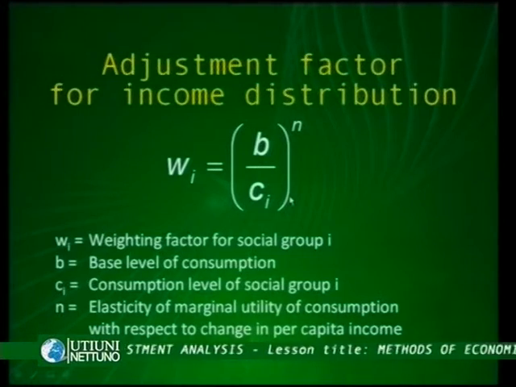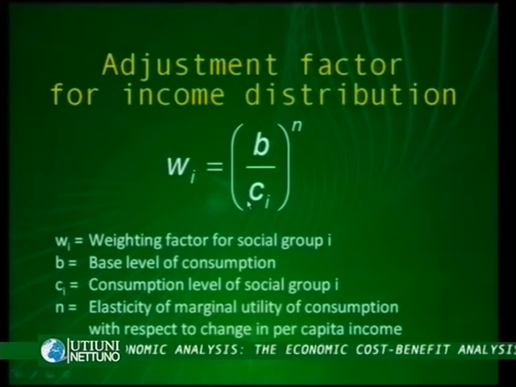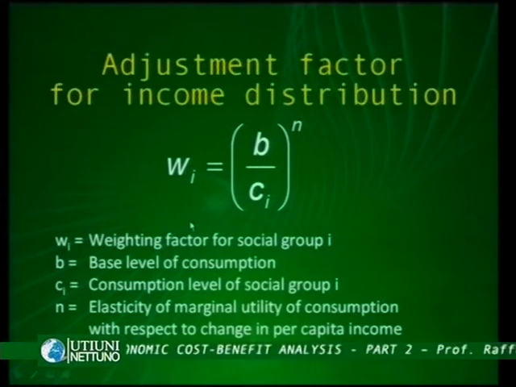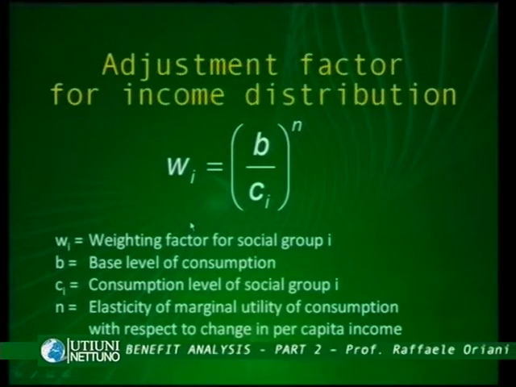Clearly, the same is true if the opposite condition holds. This means that if B is lower than CI, so if this group is consuming more than the base level of consumption, and N is higher than 0, the WI weighting factor will be lower than 1. This means that any unit of income accruing to this social group is less important than the same unit of income accruing to a social group that instead is consuming less than the equilibrium level, and for which therefore this weighting factor is higher than 1.